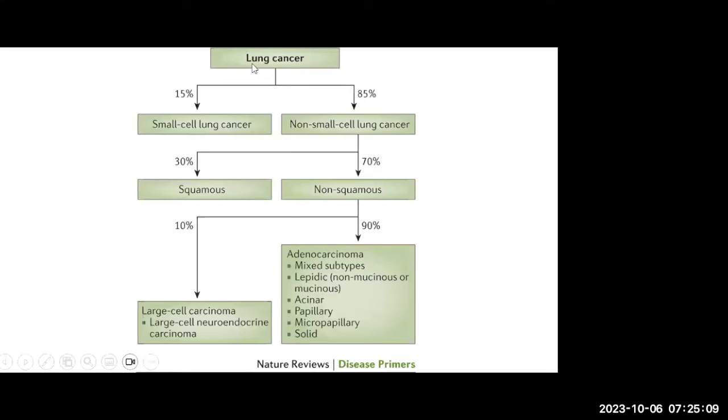Okay, so this is just depicting that most lung cancers are non-small cell lung cancer, with 15% small cell lung cancer, about 85% non-small, and then of the non-small cell lung cancers, 30% are squamous, 70% non-squamous, most of them adenocarcinomas, and then 10% are large cell carcinoma, which is neuroendocrine.